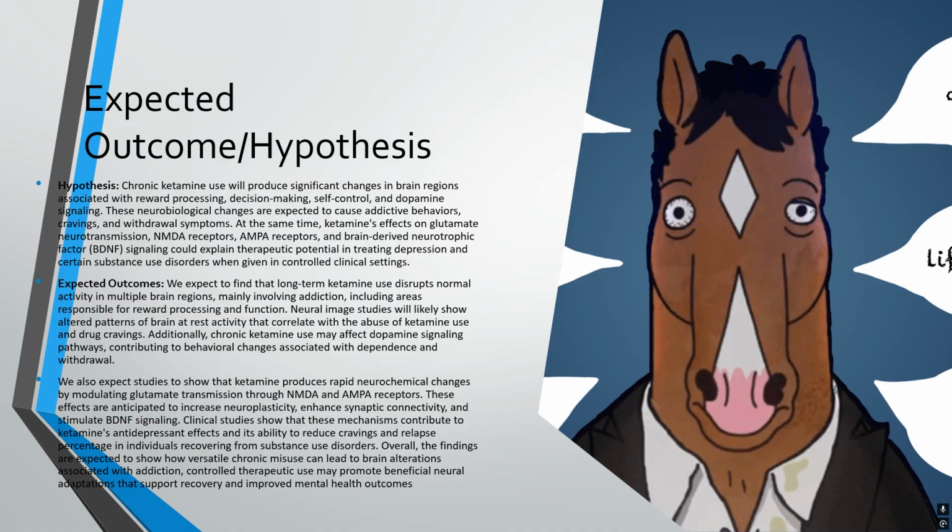Expected outcomes. We expect to find that long-term ketamine use disrupts normal activity in multiple brain regions, mainly involving addiction, including areas responsible for reward processing and function. Neural imaging studies will likely show altered patterns of brain resting activity that correlate with the abuse of ketamine use and drug cravings. Additionally, chronic ketamine use may affect dopamine signaling pathways, contributing to behavioral changes associated with dependence and withdrawal.